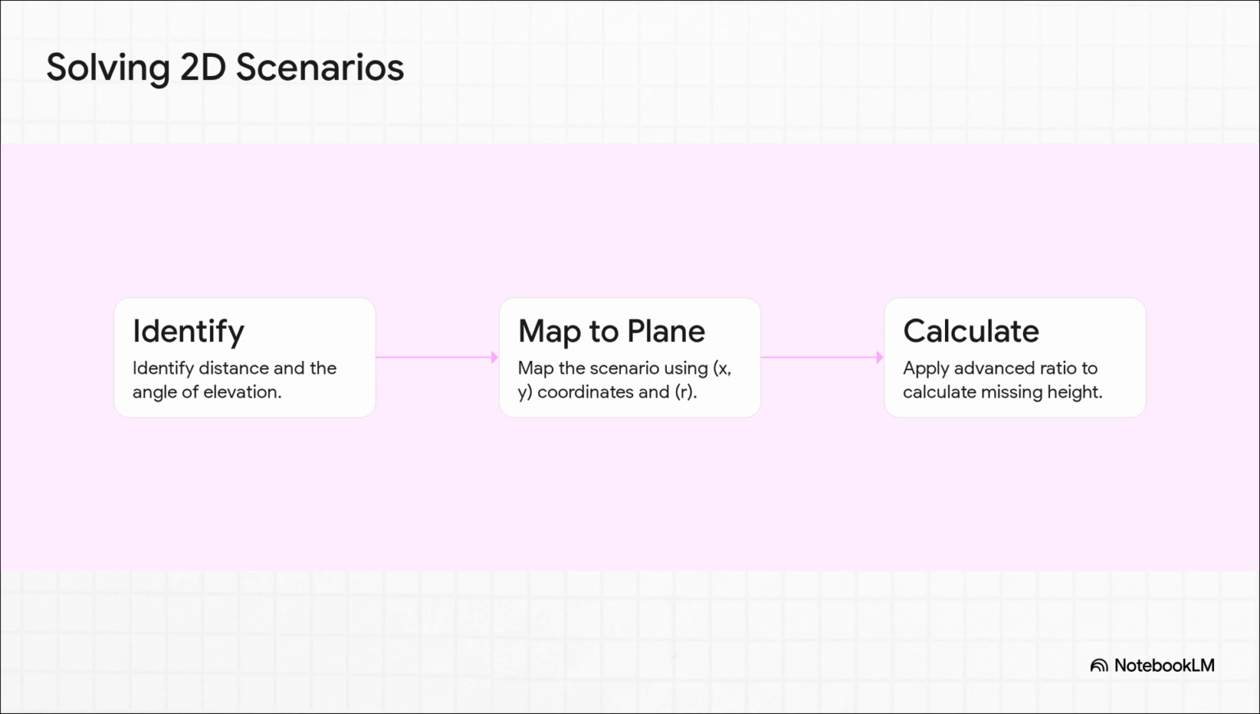Picture this. You need to find the height of that massive skyscraper. First, you just identify your real-world distance and your angle of elevation. Then, you map that entire scenario directly onto the Cartesian plane using your x, y, and r coordinates. Finally, you just apply the correct ratio from your CAST diagram. Boom! What looked like a totally impossible measurement instantly becomes a straightforward, simple calculation.